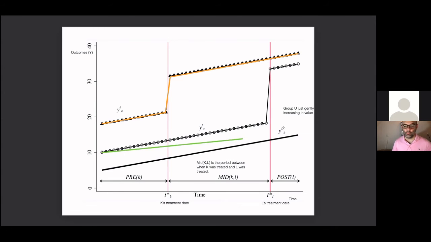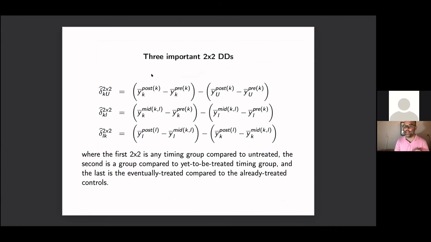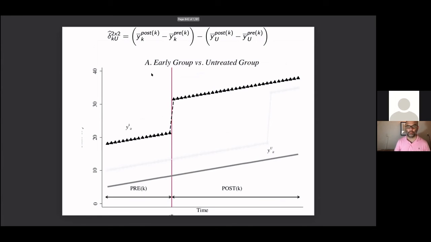Group L, gently increasing in value, rises, keeps going, right? So that's all that's going on here. All that's happening with this is just a picture demonstrating changes over time, all right? There are 3 2x2s associated with that picture. Let me show them to you. Here's one.